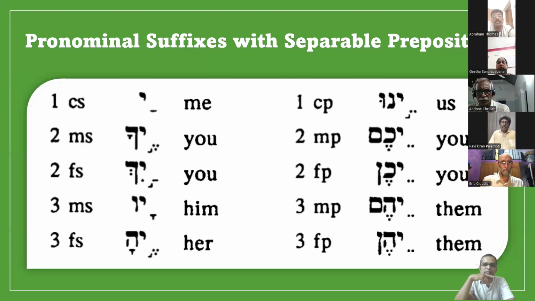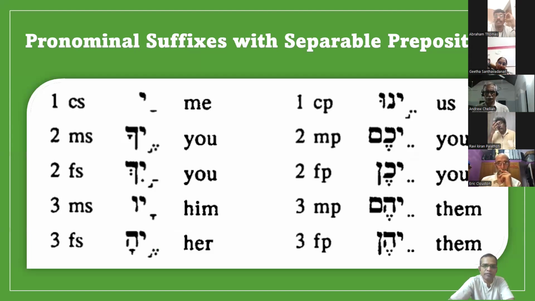First common plural. So the plural ones will be very easy. First common plural, accented sere, sereyo and nu. Then second masculine plural, sereyot kem. Then sereyot ken, and sereyot hem, hen. Okay, so in the plural there will be less confusion. But in the singular forms for the separable preposition, we have to be a little careful.